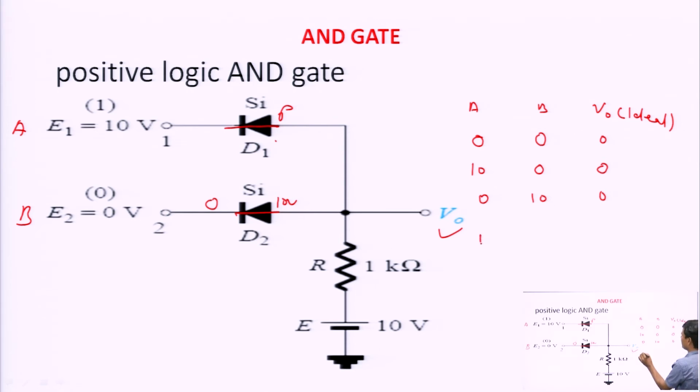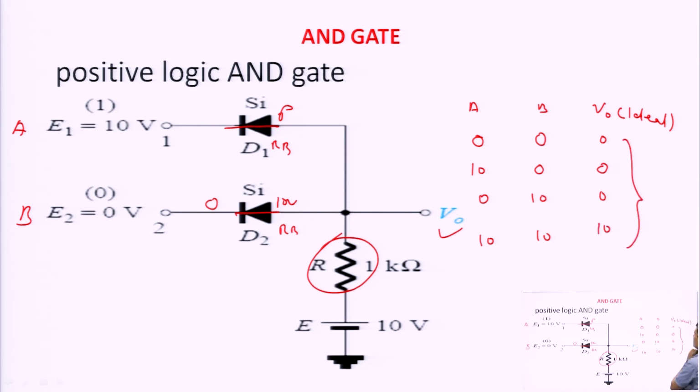If both are 10 volt, then what will happen? A is 10 volt and B is 10 volt. This means this becomes reverse bias and this will be reverse bias. This means both are open circuited. Then what will happen? V naught is equal to 10 volt, because open circuited, current will not flow. There will be no drop across the resistance, and V naught is equal to 10 volt.